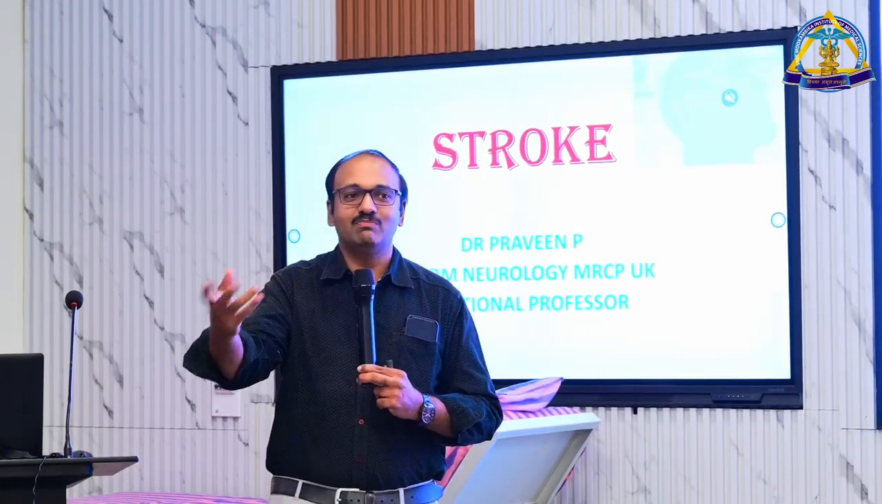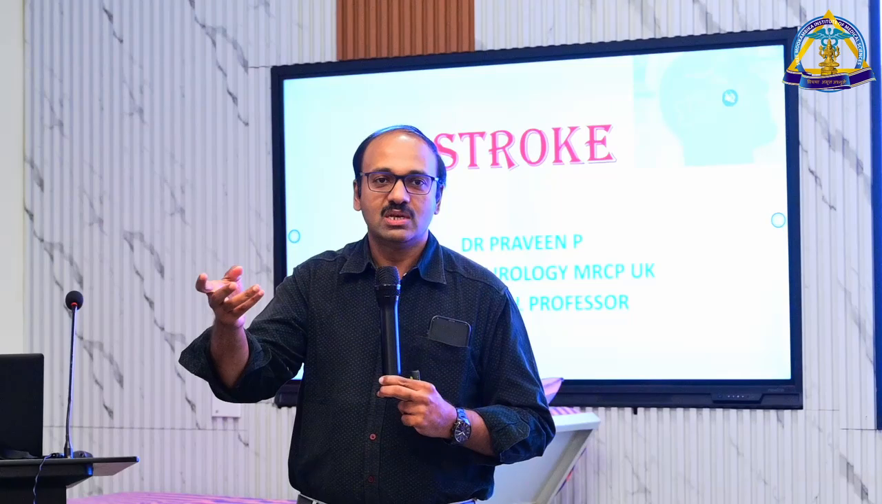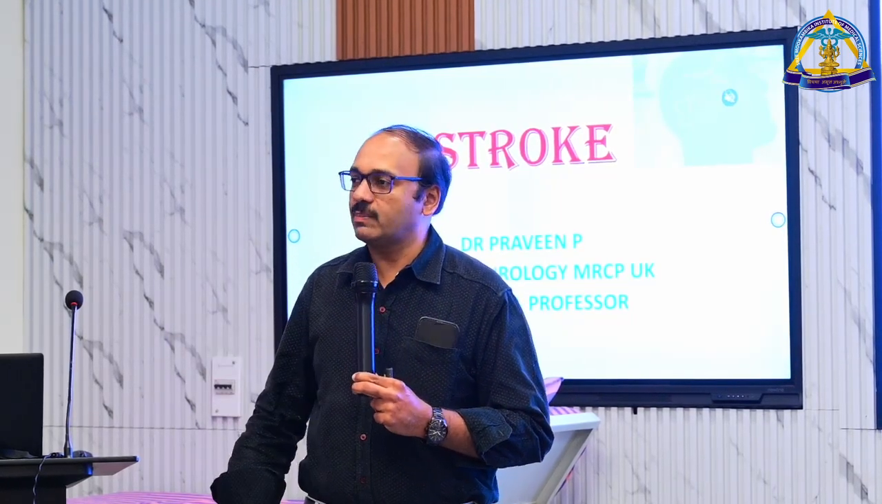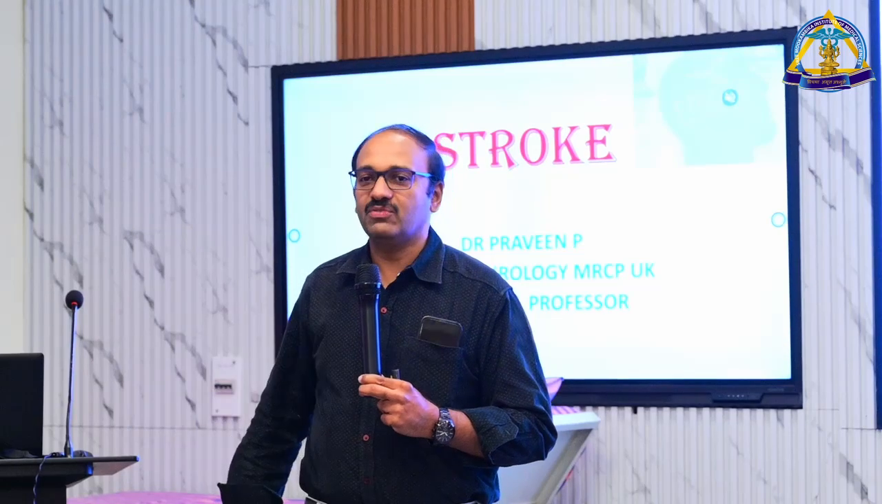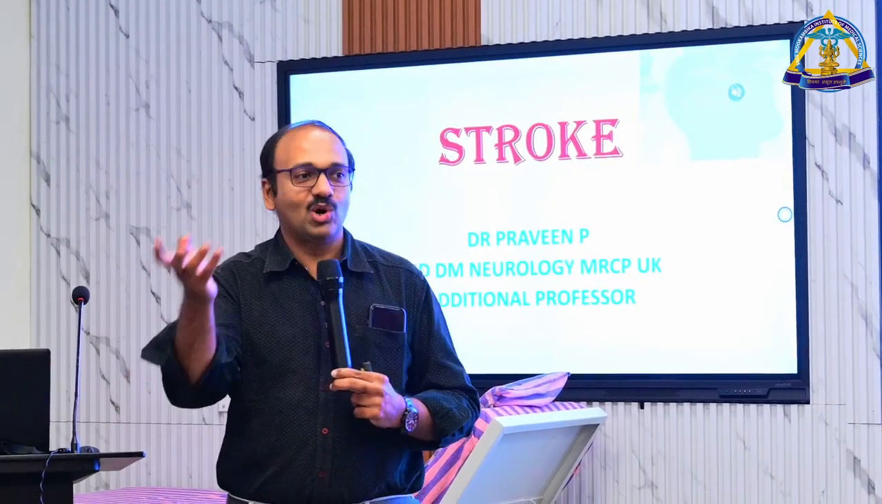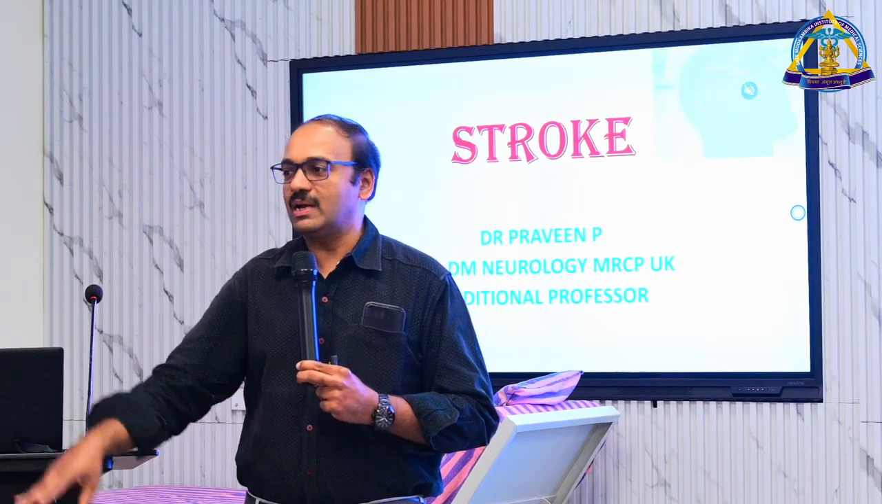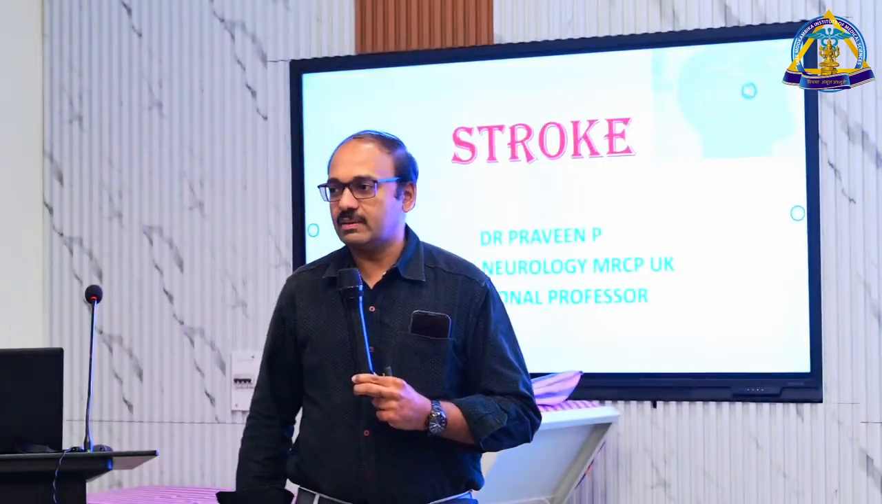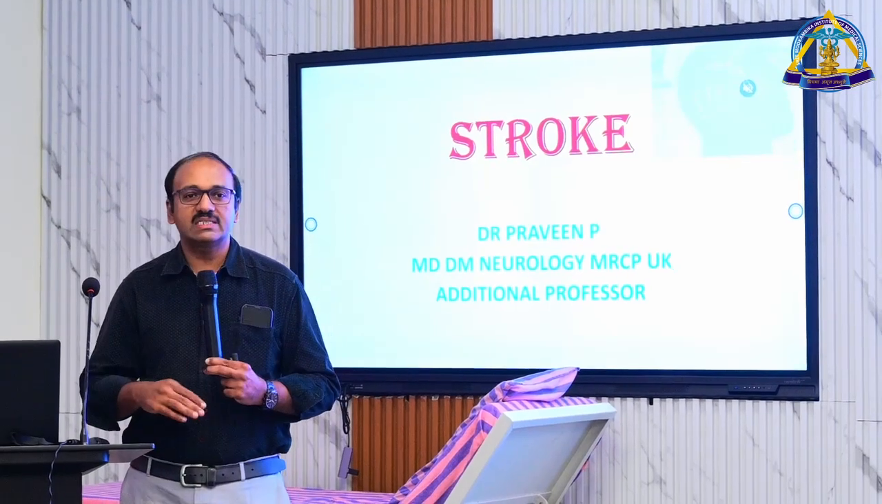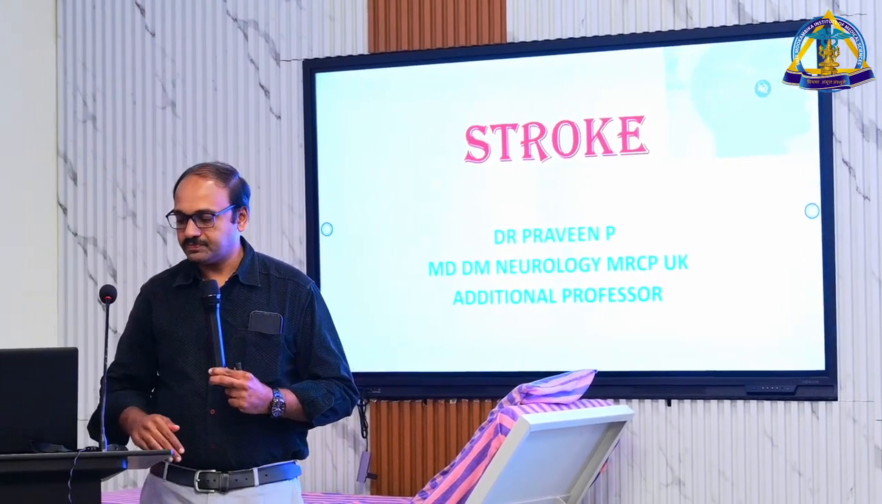If I straight away jump into localization, you will be confused. So before going into localization, I will review the anatomy and blood supply of the brain, and the areas supplied by different blood vessels. Then only you can do it. If I say anterior circulatory stroke, first you have to know what is anterior circulation and the areas supplied by it. So we'll start with the anatomy, types of stroke, and then come to localization. And then we will discuss how to present that case.